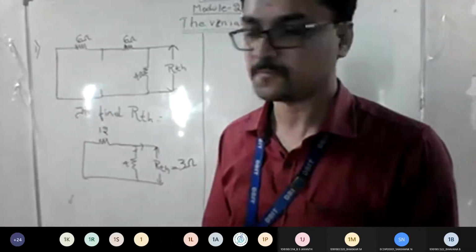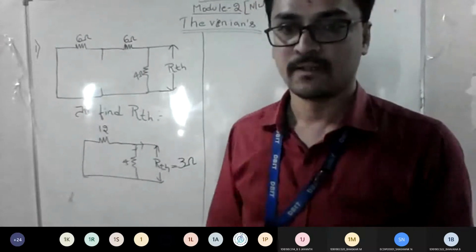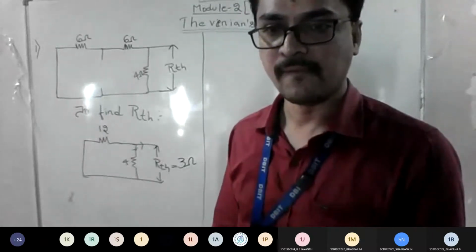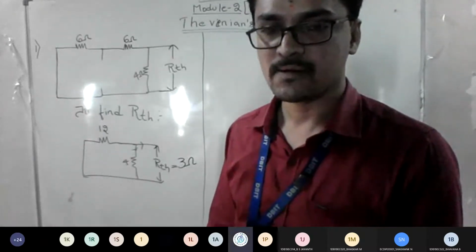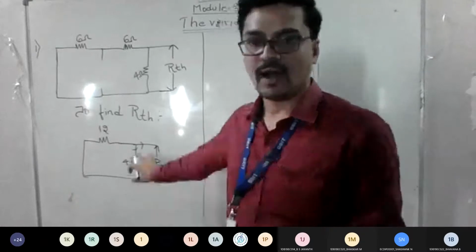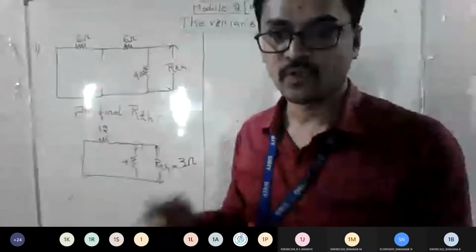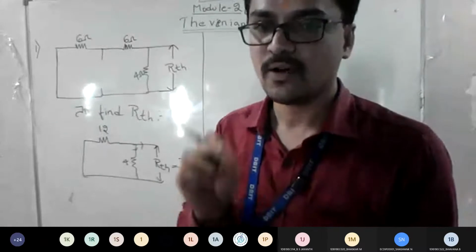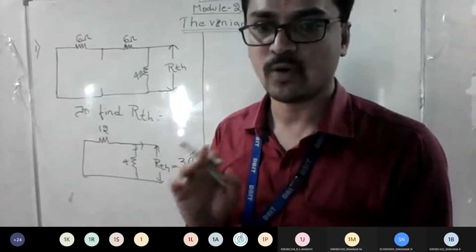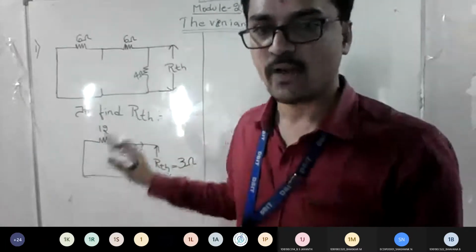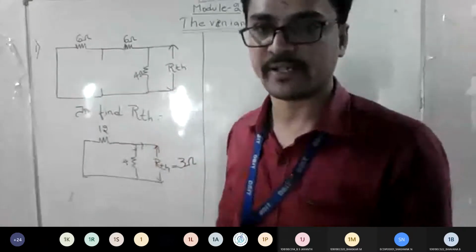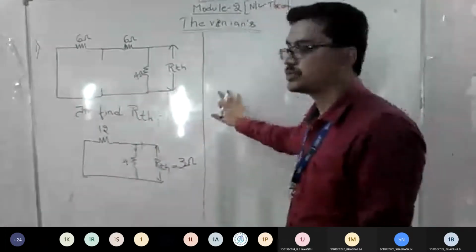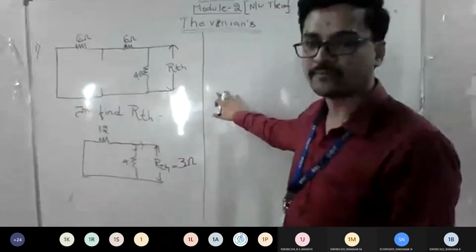Let me explain once more. Shall I proceed? Yes, sir. Okay. So now RTH is done. So we need to find VTH. I told VTH is also called open circuit voltage, VOC. Okay. Same concept will repeat in one more theorem called Norton that I will talk about later. So now what's the thing you need to find?